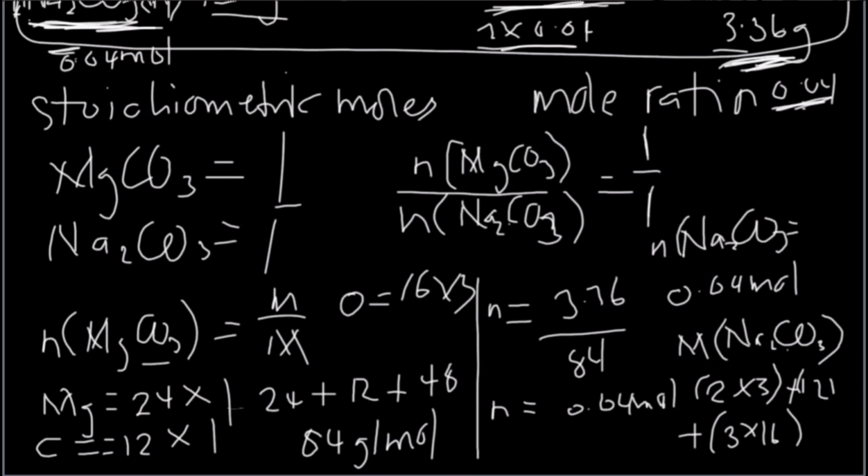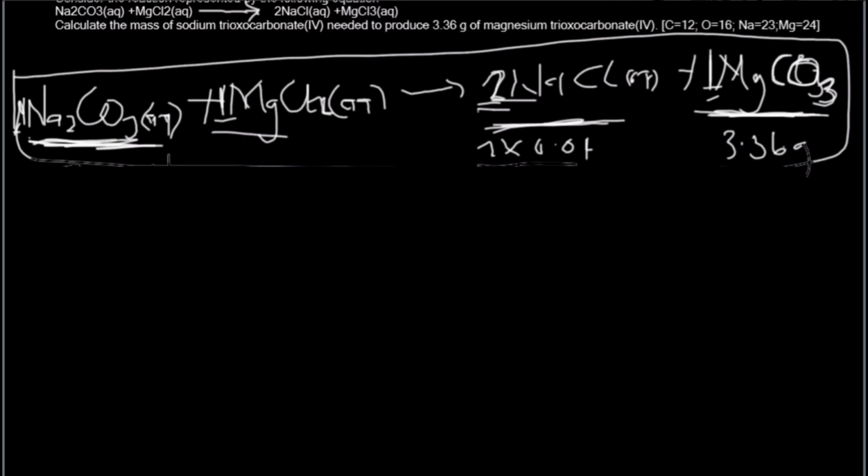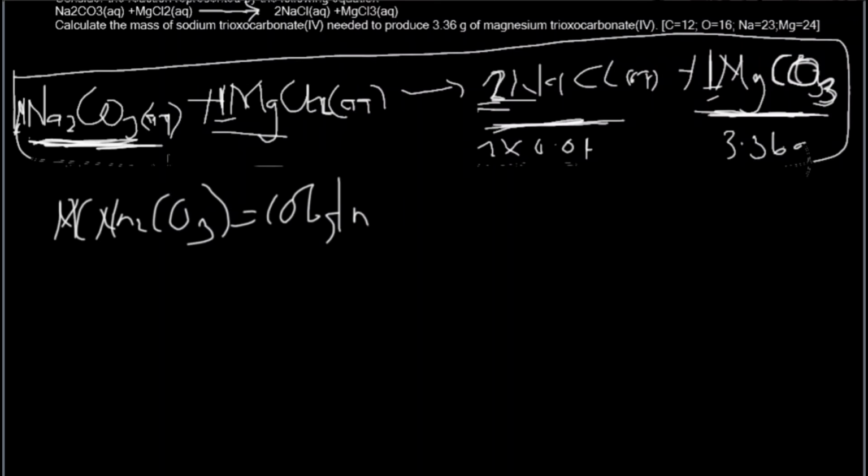Okay, so you know that the molar mass of Na2CO3 is equal to 106 gram per mole. So that's what we got when we solve it.